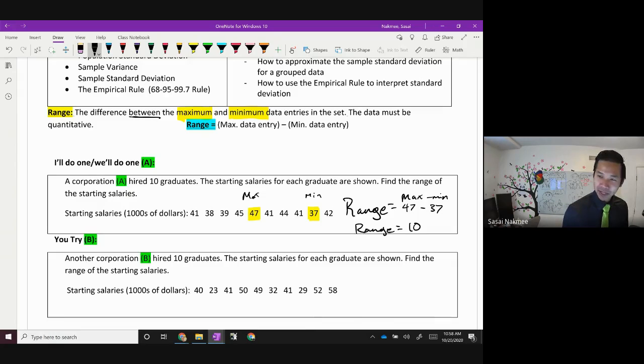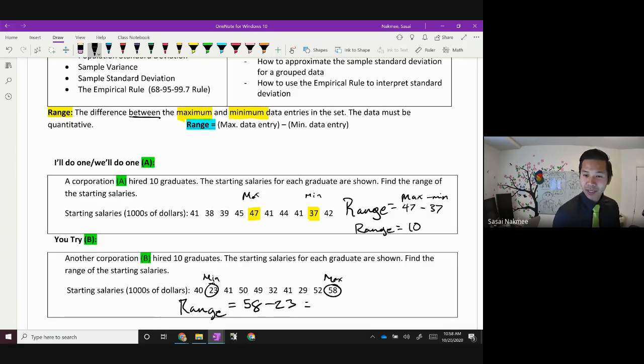The maximum number that you see, I believe, is 58, right? And the minimum number that you see is 23. Did I do that right? 58 and 23. Okay, so the range of this problem is going to be equal to 58 minus 23, which comes out to, I disagree, negative 35,000. No, it's just positive. It's the max minus the min, right? Always the max minus the min.